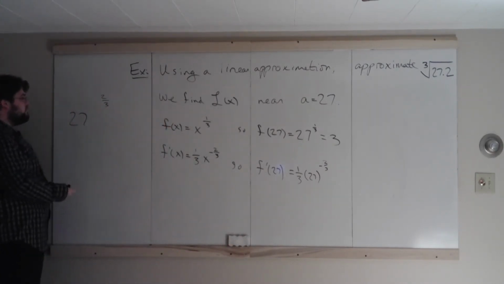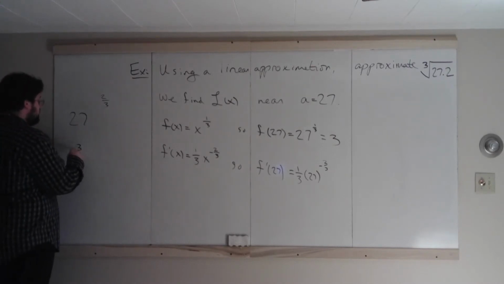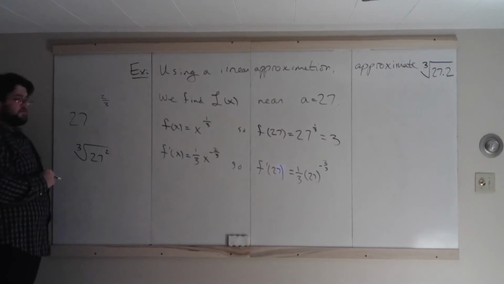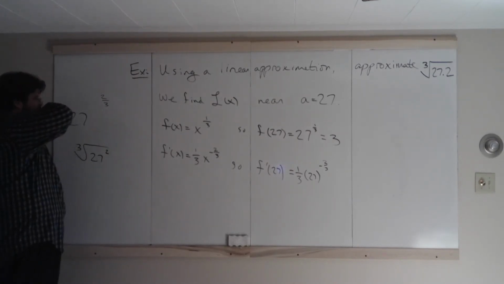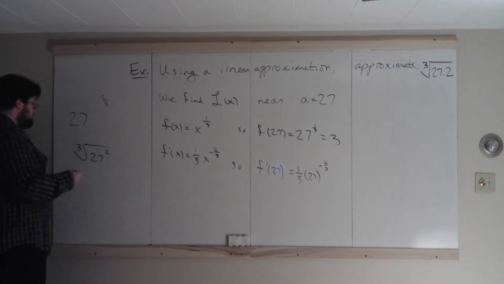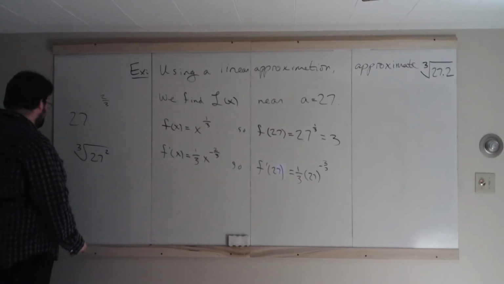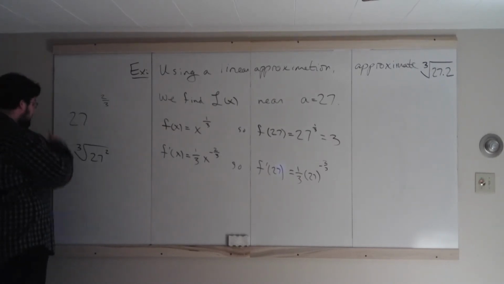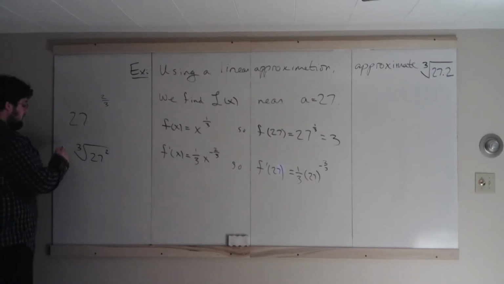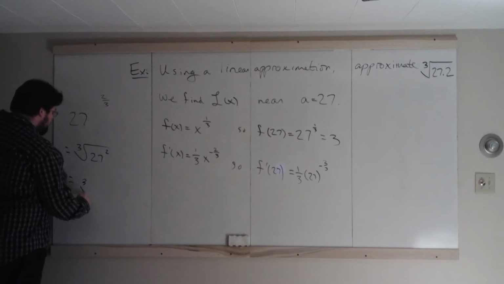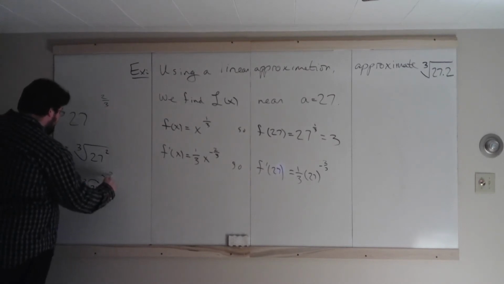Well, 27 to the 2/3 is the cube root of 27 squared. What's 27 squared? It's 3 to the 6th. What's 3 to the 6th? I think it's 729, but that doesn't matter. We don't have to do that. It is 729, because 9 to the 3rd is 729. What we can do instead is take the cube root of 27 and then square it.